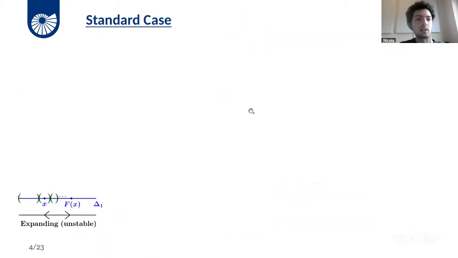So first, let's recall what the ideal setting for applying the method would be. Paulo told us, but here we have some sort of special case. Let me remind you. Basically, we need a compact space with a countable open measurable partition on it, a sufficiently regular function f, which has to be full branch and uniformly expanding.